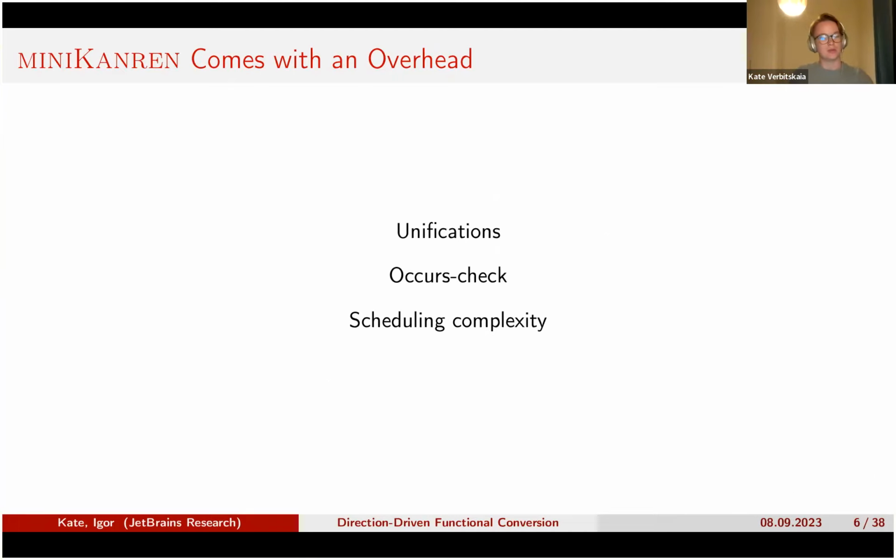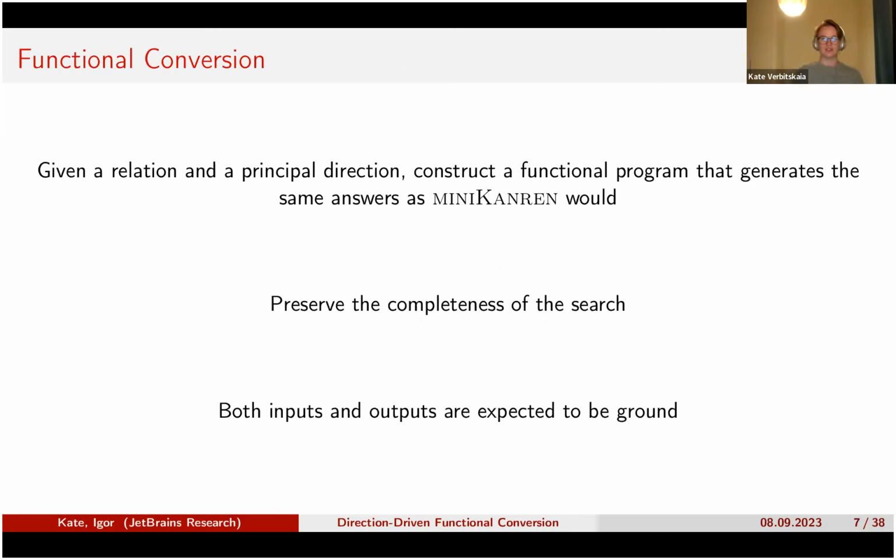So one person, during the talk which Will gave earlier today, asked whether it's possible to combine functional and relational programming languages and use relational computations only when needed. And this is one of the things which we try to achieve using our functional conversion. So a functional conversion is a process which, given a relation with a principal direction, constructs a functional program that generates the same answers as miniKanren would.